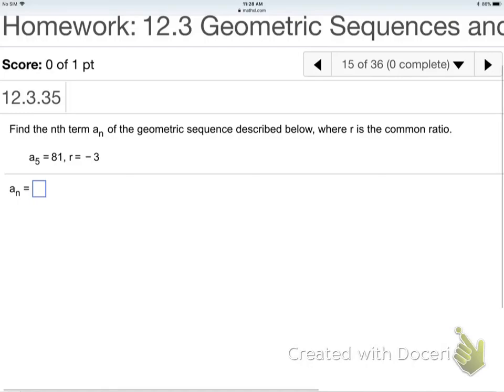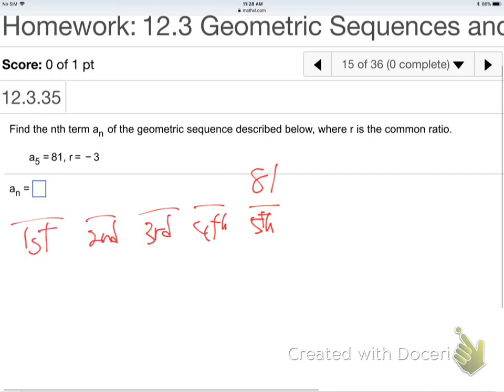Right. Well, we're at the 5th, so 4 steps back to get to the 1st. So they're giving me the 5th term. They're telling me that the 5th term is 81. And I'm going to walk back to try to find the 1st term. Why am I going to try to find the 1st term? Because they want the formula. They want the A sub n, which I need A1 for, right? A1, R to the n minus 1, so I need A1 to do the formula. I need the 1st term, whatever's here, I need it.